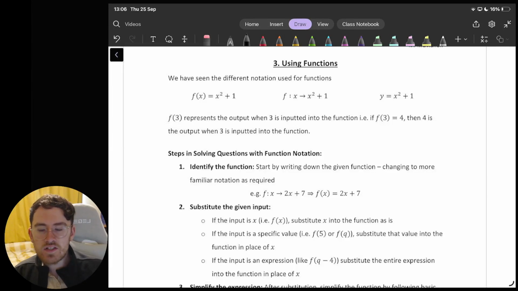Okay, so let's look at some questions now, getting into really the nitty gritty of it. How do I use this function notation? How do I answer these function questions? We've seen this notation already. There's three different versions of the notation that I could use. It's come up really in all these questions we've done so far.